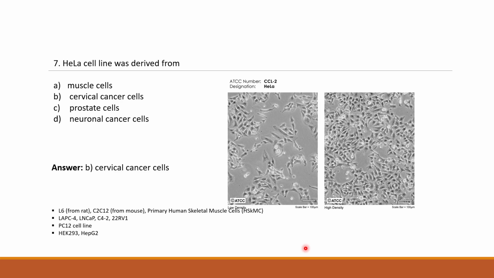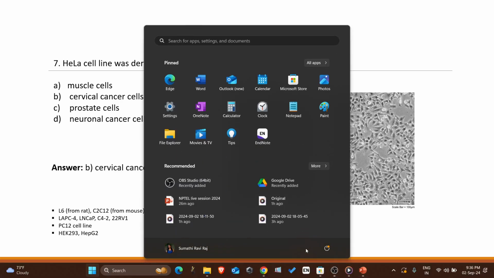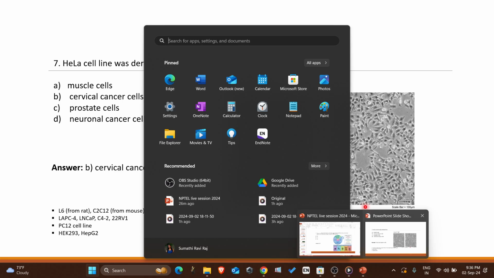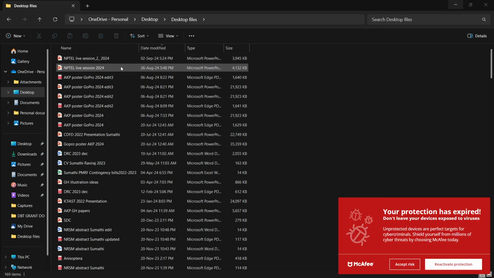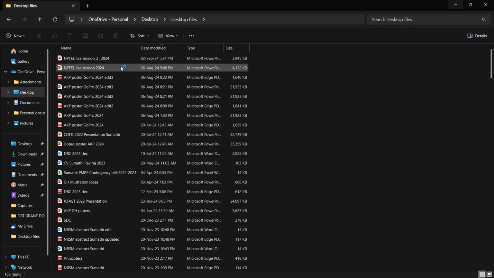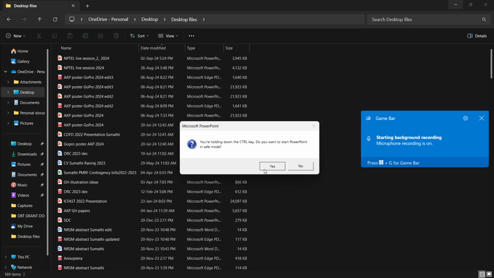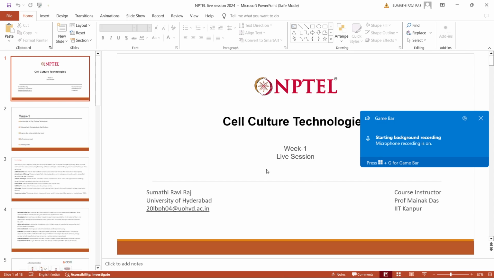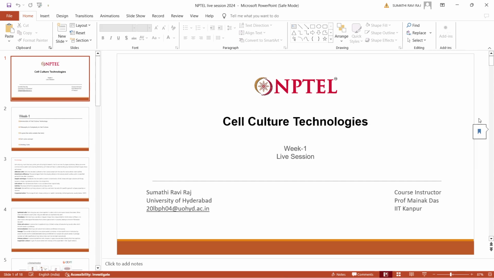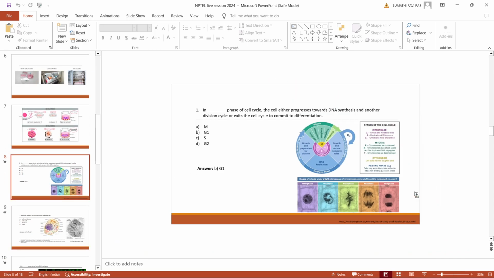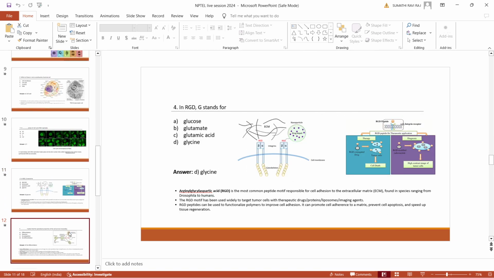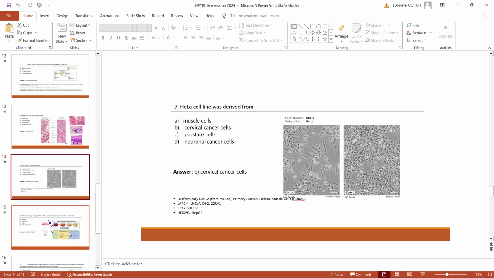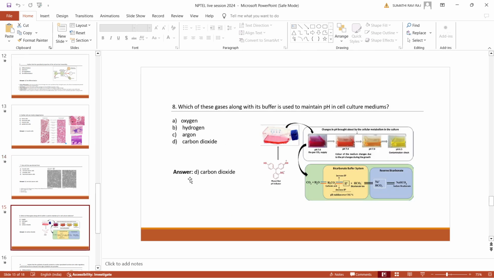So the next question is, which of these gases along with its buffer is used to maintain pH in the cell culture medium? That is carbon dioxide. So the buffer system that is generally used is a bicarbonate ion or a sodium bicarbonate salt. So now which gas will help this buffer to maintain the pH is CO2. So the CO2 is pumped, 5% CO2 generally is pumped into the incubator using big gas cylinders, and then the pumped CO2 will now get dissolved into the media.